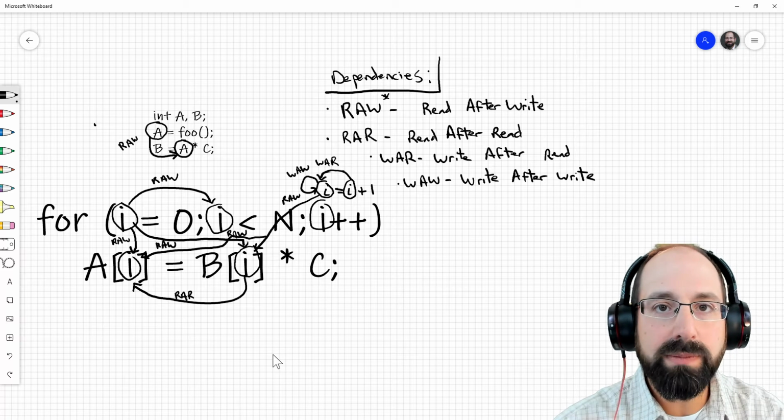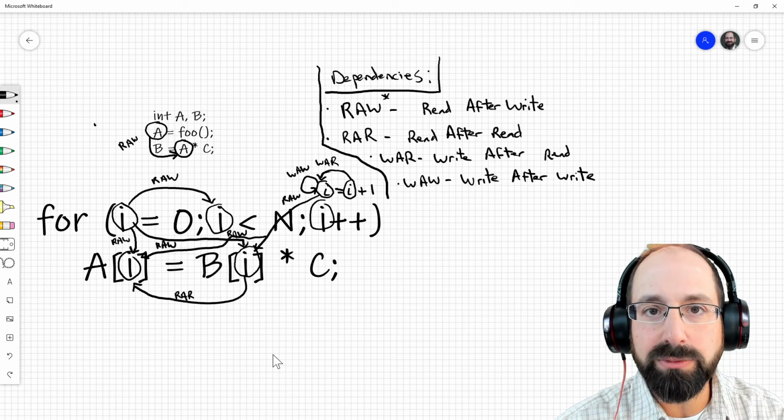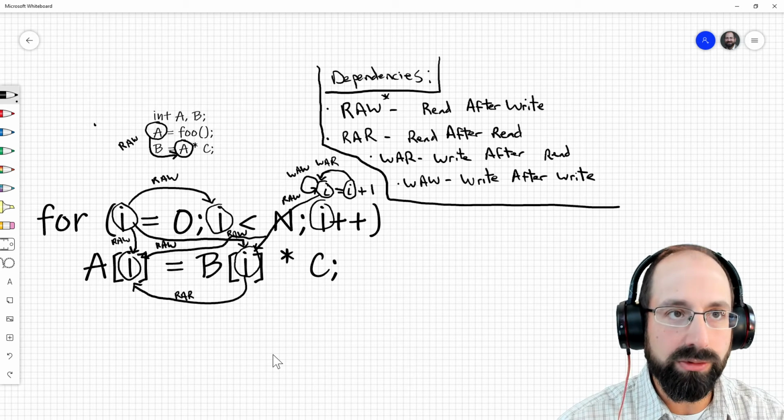All your code, and maybe one of the takeaways from this would be, all of your code is going to be absolutely littered with these kinds of dependencies. That is just a natural byproduct of how we write code.